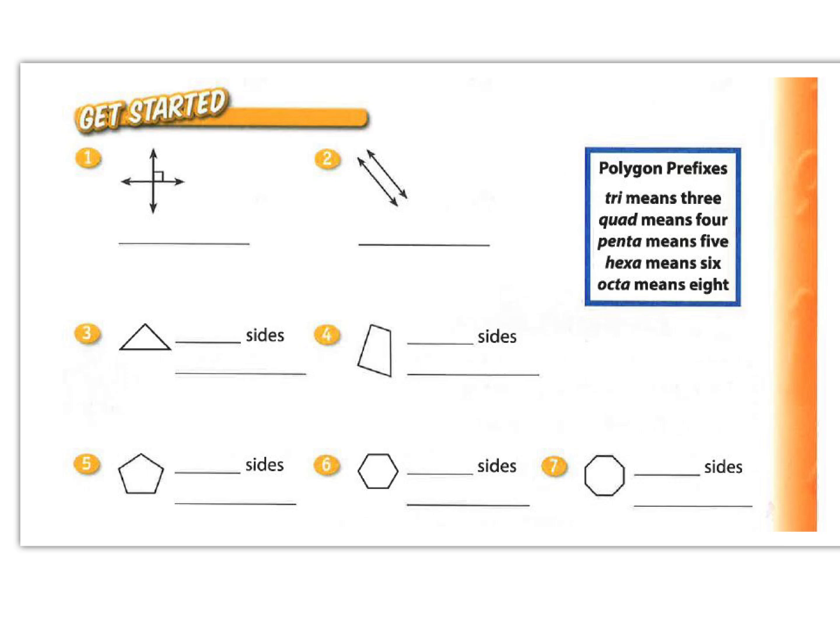All right, let's do a little bit of review here. So if we look here, we can see intersecting lines that have a right angle or a square corner. So that means that those lines are perpendicular lines. In number 2, we can see that we have 2 lines. If they kept going forever, they'll never ever touch. They'll never intersect. So those are parallel lines.